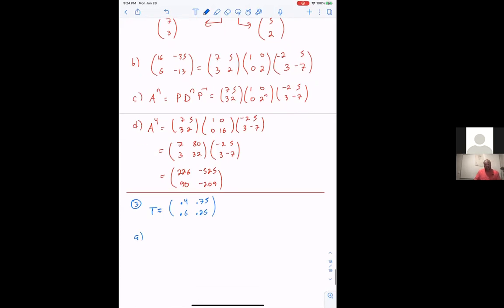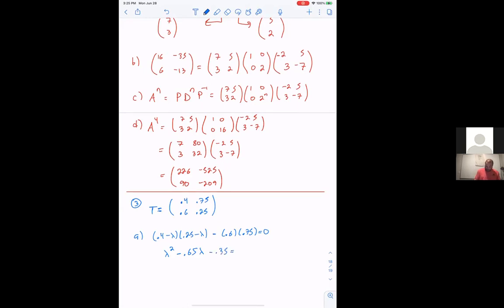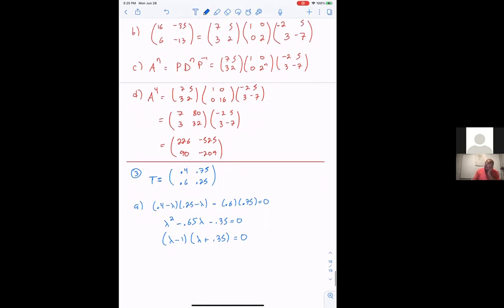Okay, well, we first got to find the eigenvalues. I know one of them is going to be 1. So it's going to be 0.4 minus lambda times 0.25 minus lambda minus 0.6 times 0.75 is equal to 0. Lambda squared minus 0.65 lambda, 0.4 times 0.25 minus 0.6 times 0.75 gives me minus 0.35 is equal to 0. I know one of them is 1, so the other one has to be negative 0.35. So I get lambda equals 1 and negative 0.35.